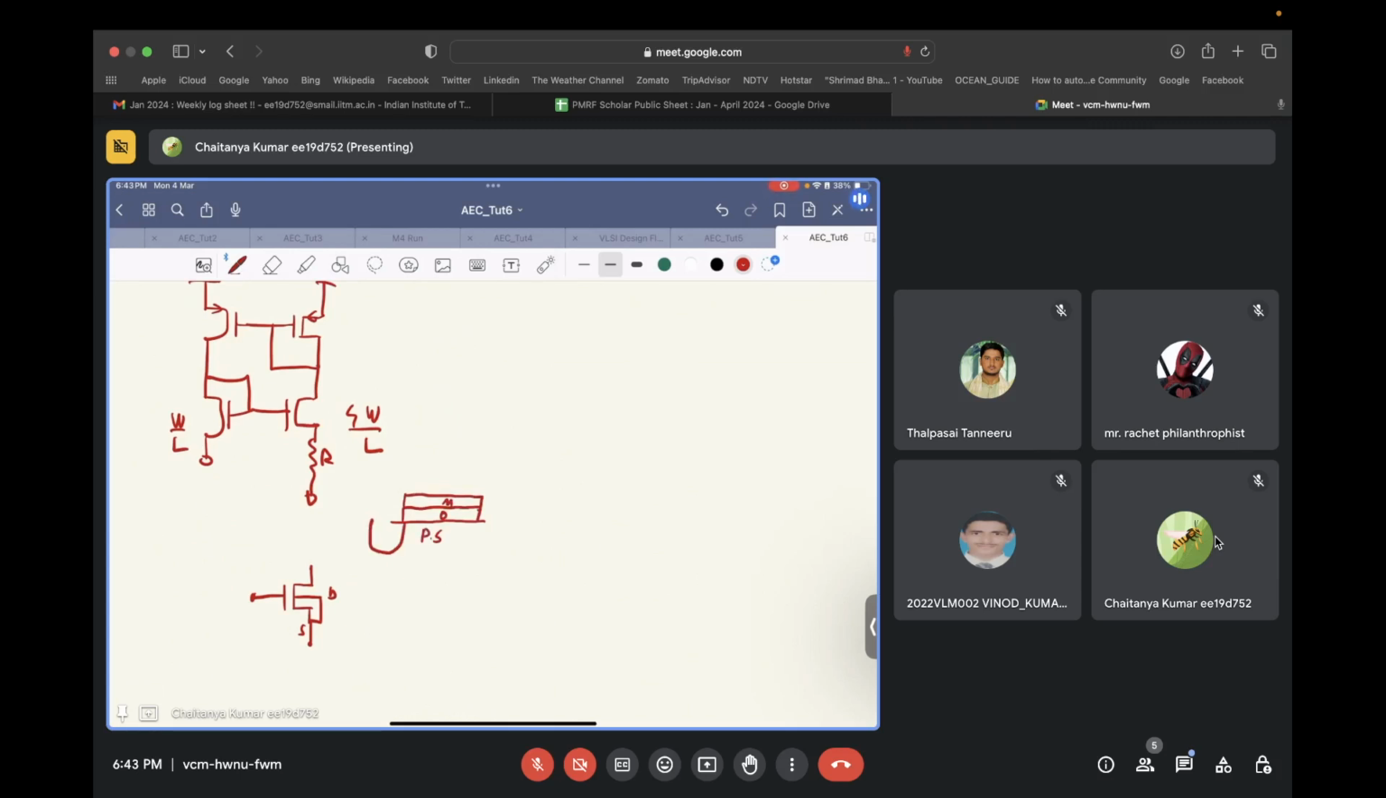You will have N plus doping over here, N plus doping over here, and this is the body terminal. So this will be basically with a P plus doping. This will be body terminal, this will be your source terminal, this will be your gate terminal, and this will be your, sorry, this will be your drain terminal, and this will be your gate terminal.